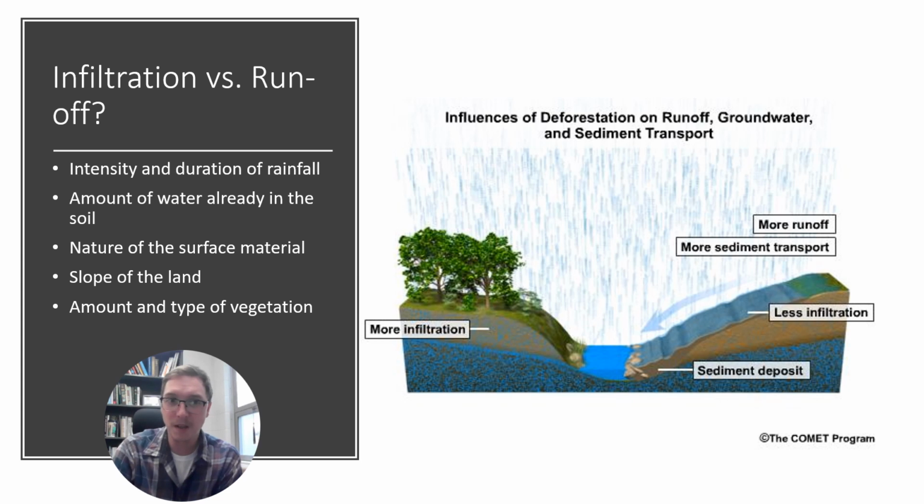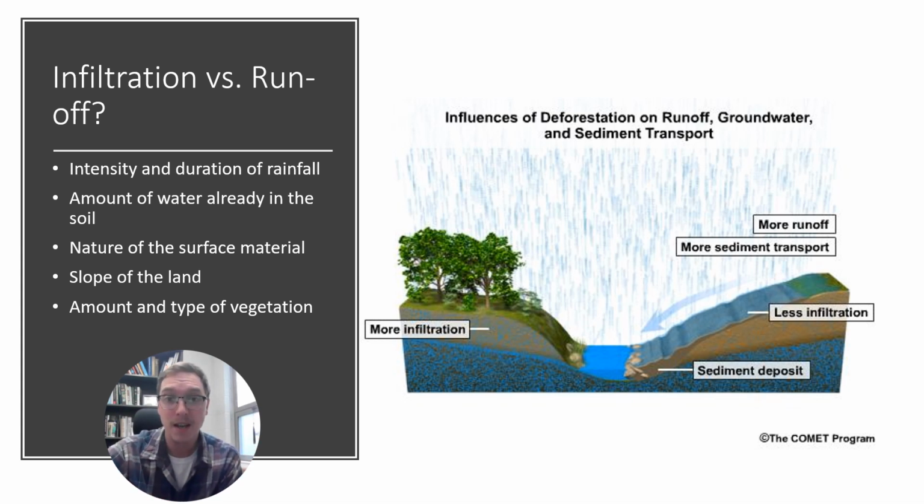Now, the difference, again, between infiltration and runoff has to do with the intensity and duration of rainfall, the amount of water already in the soil, the nature of the surface material, the slope of the land, and the amount and type of vegetation. These are all crucial components to understand whether water is going to soak in or it's going to just run off the surface.